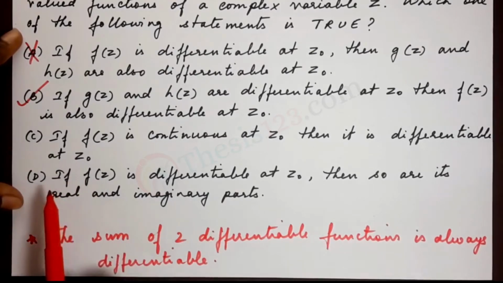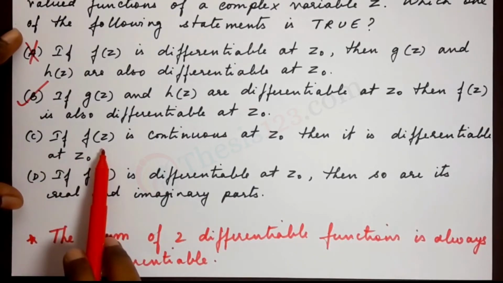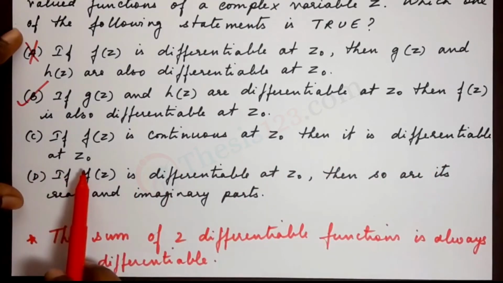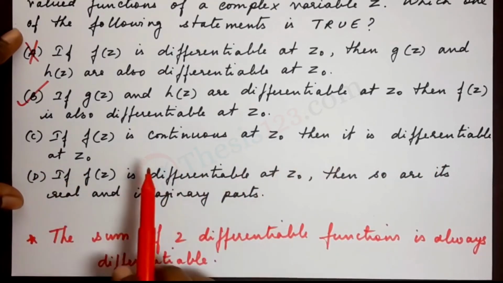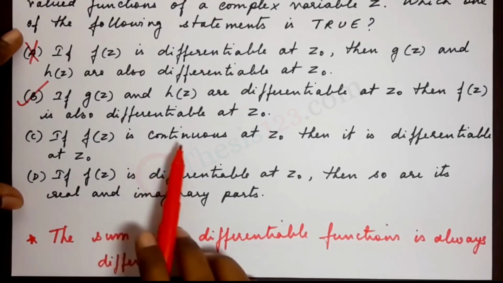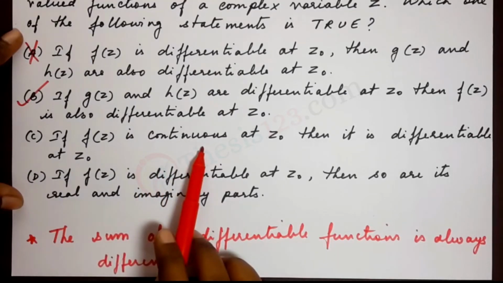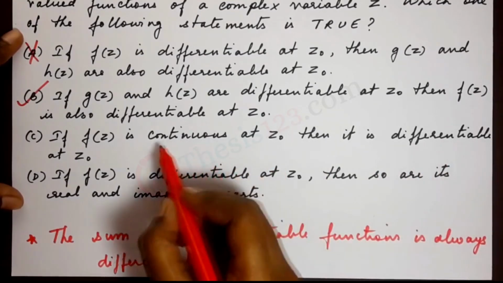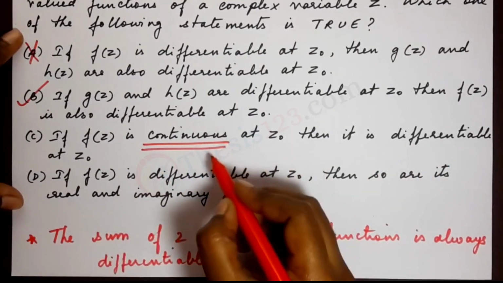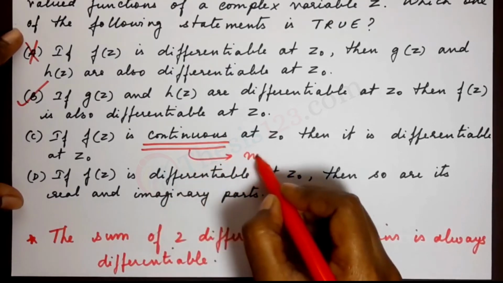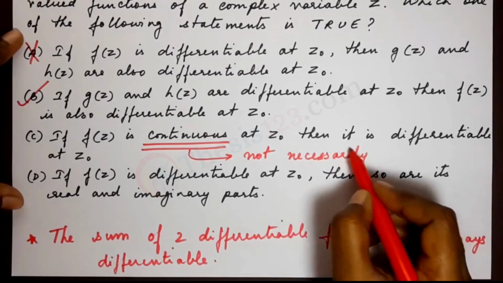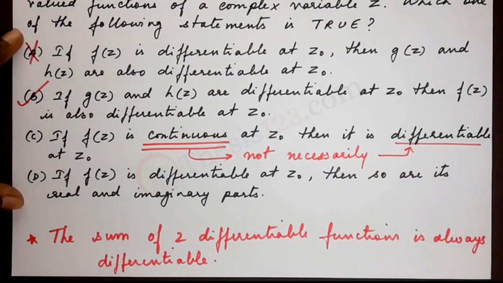But let's analyze C and D as well. Option C says if f(z) is continuous at z0, then it is differentiable at z0. Now here the opposite is true, but if f(z) is continuous, it's not necessary for it to be differentiable as well. If it is continuous, it is not necessarily differentiable. So C also rules out.